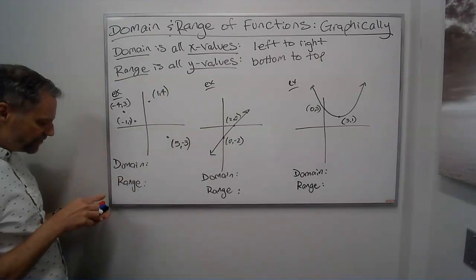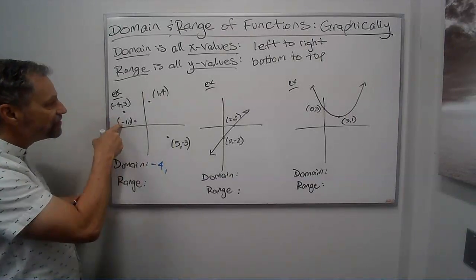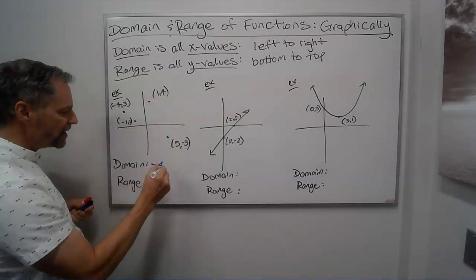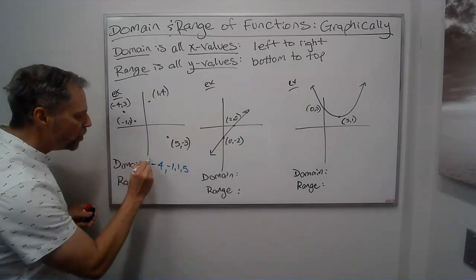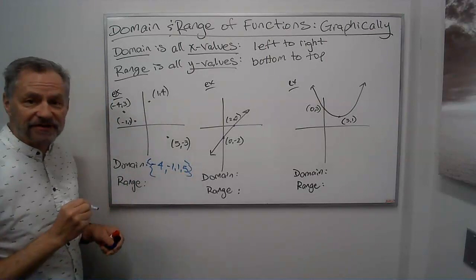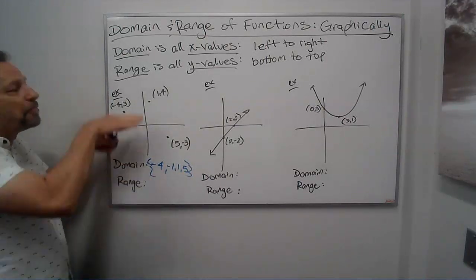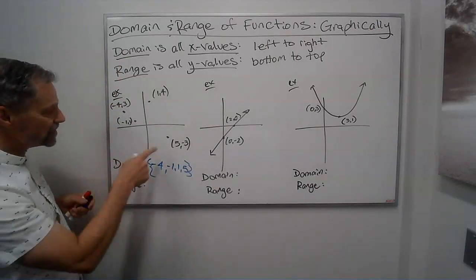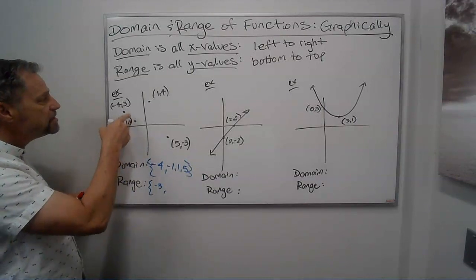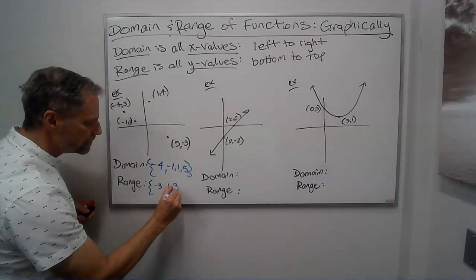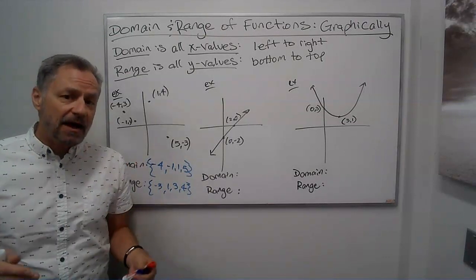So we've got -4, -1, +1, and 5. It's just those 4 individual points. We just put them in the curly braces. And then the range is the y values. Let's go from bottom to top and list all the y values. So we have -3, 1, 3, and 4. Again, it's just those 4 individual values.